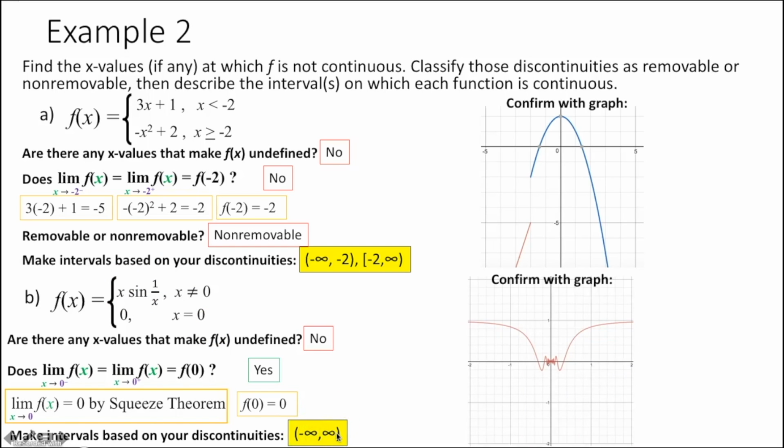And we look at our graph right here, and you could see that it would normally be undefined right at x is equal to 0. There would be a hole there. But since f of 0 is equal to 0, our hole is plugged in with a point, and it is continuous throughout.